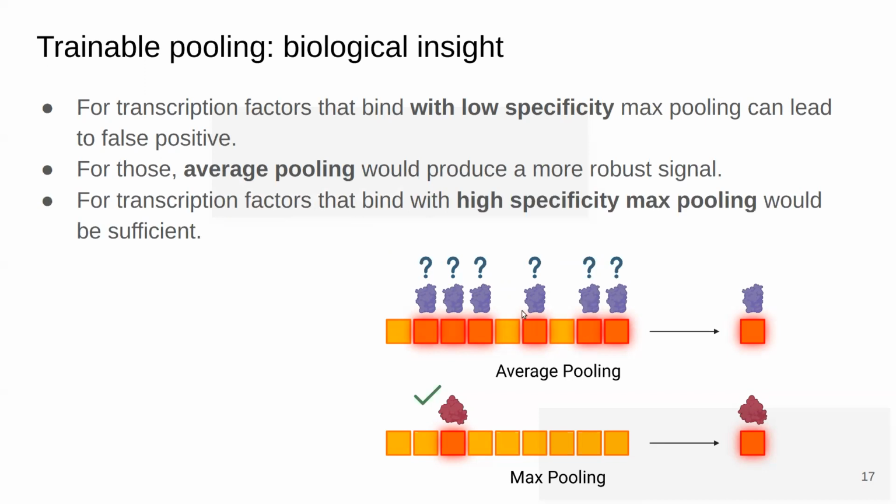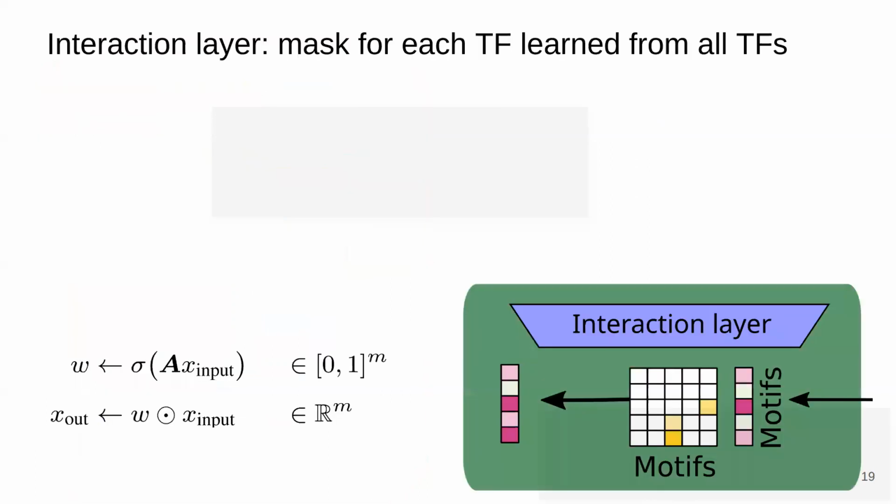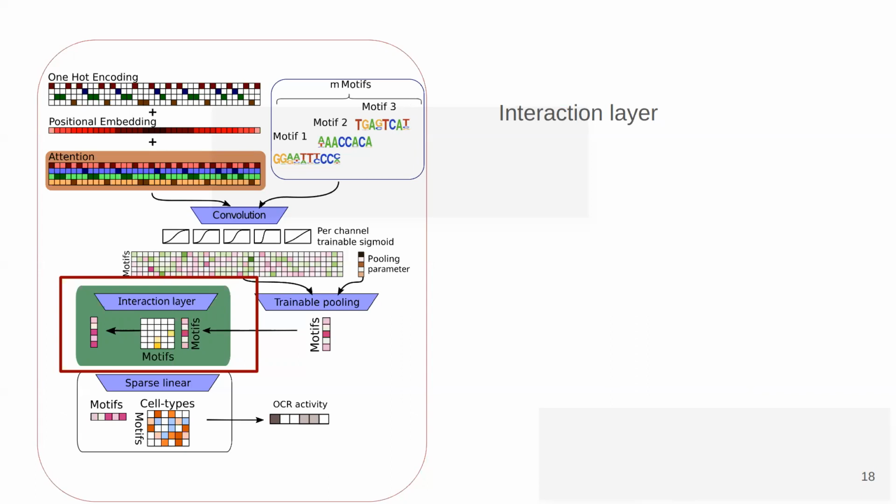But for motifs that have a really high specificity and occupy their binding sites with high probability, max pooling is actually sufficient. Okay, after the max pooling, the length of the sequence has been reduced. So we now just have our channels, which are the TFs, and have been pooled. And we have one more layer, which we call the interaction layer.